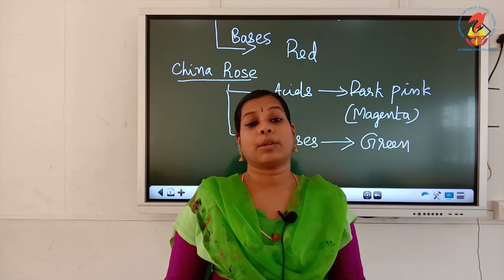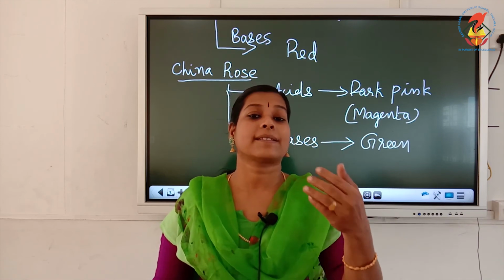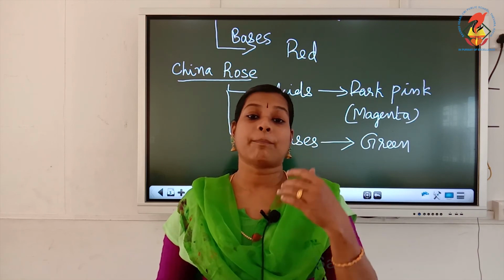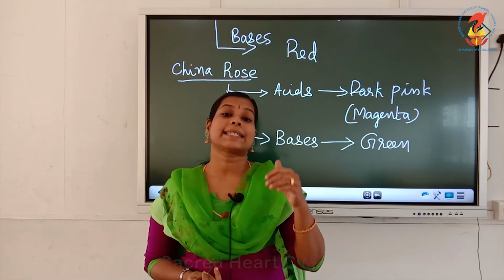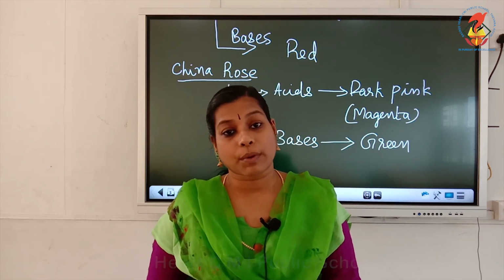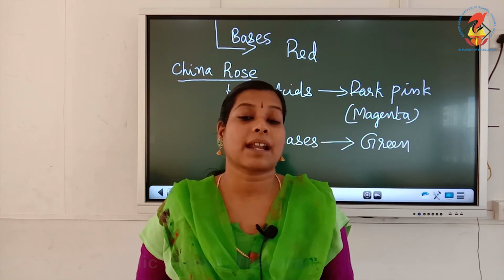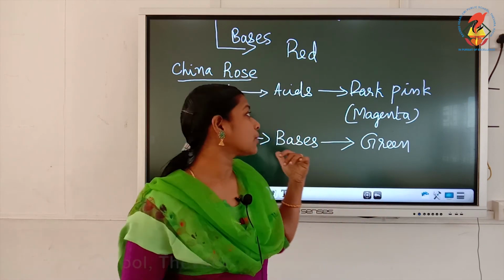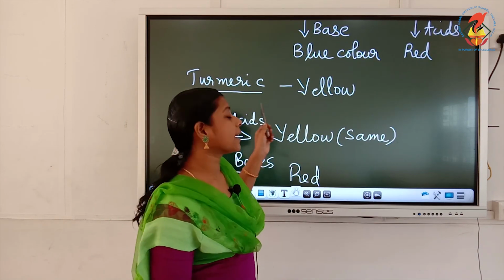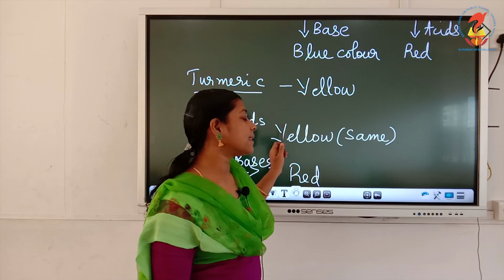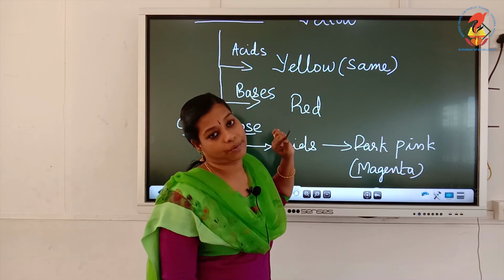It is available as a violet liquid, and red litmus and blue litmus solutions are available, and it is also available in paper form, that is red litmus and blue litmus paper. When in contact with acids, blue litmus paper will change into red color, and when in contact with bases, red litmus paper will change its color to blue. The second natural indicator we have seen is turmeric, which has a yellow color; in acid it will remain the same color, and in bases it will change to red.